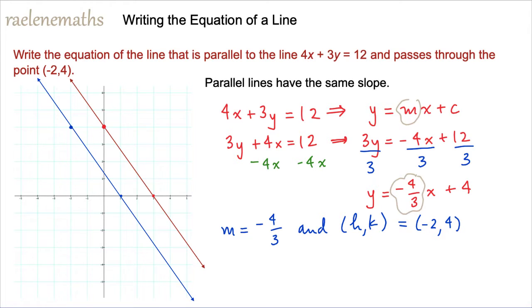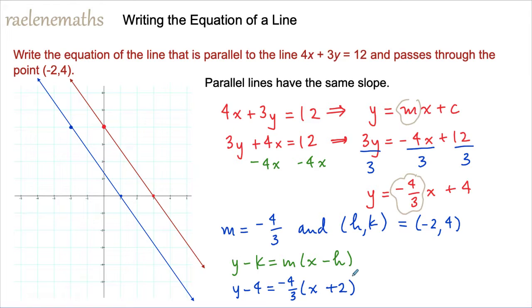And then we can put this into the point-slope form of the equation of a line to write the blue line equation. When we do, we get y minus the y-coordinate of k, or 4, equals the gradient of -4/3 times x minus the x-coordinate of -2. And minus and negative gives plus. We can leave the equation in this form.